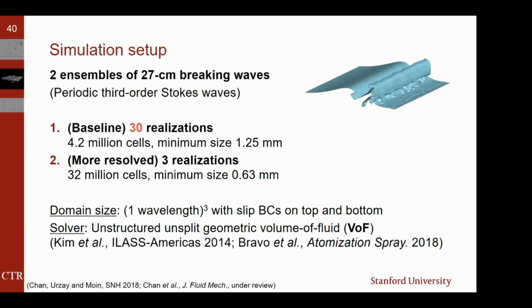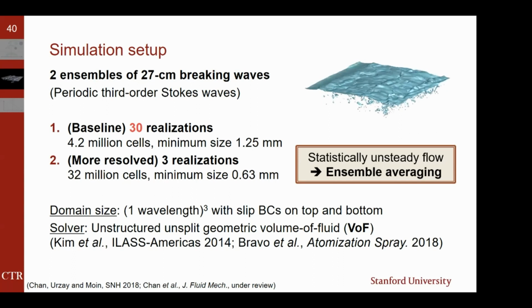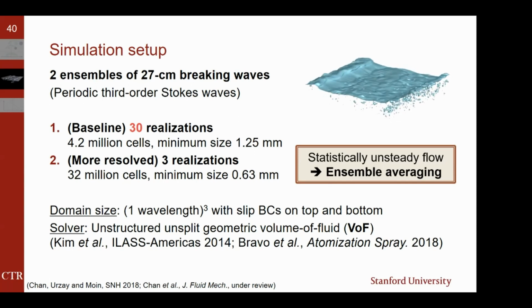So we ran 2 ensembles of a 27 centimeter wave. On the top right corner, you see this video. And you can see from the video that things are statistically unsteady, meaning that we cannot blindly time average statistics over the entire wave breaking process to converge our statistics. We have to consider the statistics at individual time snapshots. So this means that to obtain statistical convergence, we have to rely on ensemble averaging.